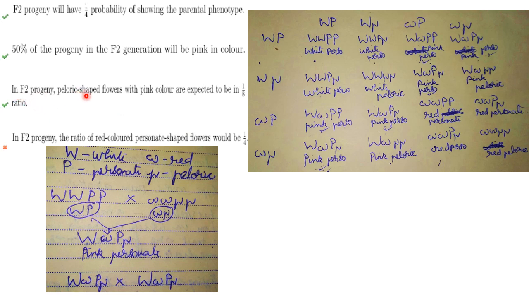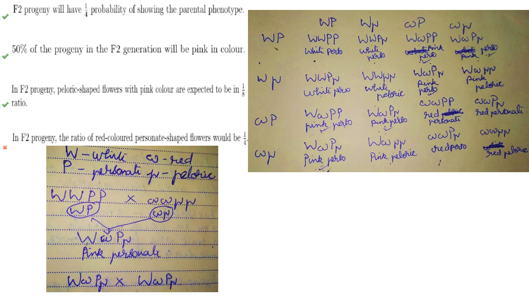In F2 progeny, pleiotropic shaped flowers with pink color are expected to be in 1 by 8 ratio. So pleiotropic shaped and pink color. Pink pleiotropic, that is this one. 1, 2. Yeah, 2 of them are pink pleiotropic. So it will be 2 out of 16. So it will be 1 by 8. So in this progeny, pleiotropic shaped flowers with pink color are expected to be 1 by 8 ratio.